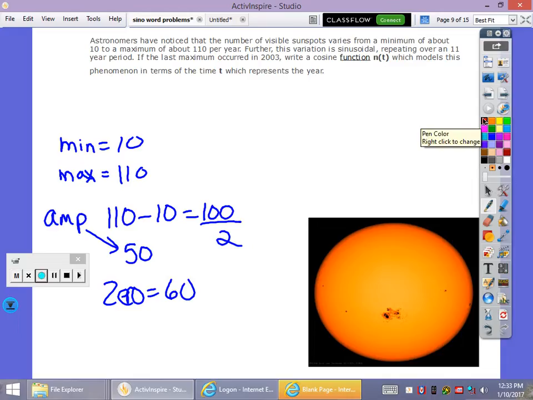Where does the 60 go? At the end, so plus 60. Where does the 50 go? In the front. Okay, let's read some more.